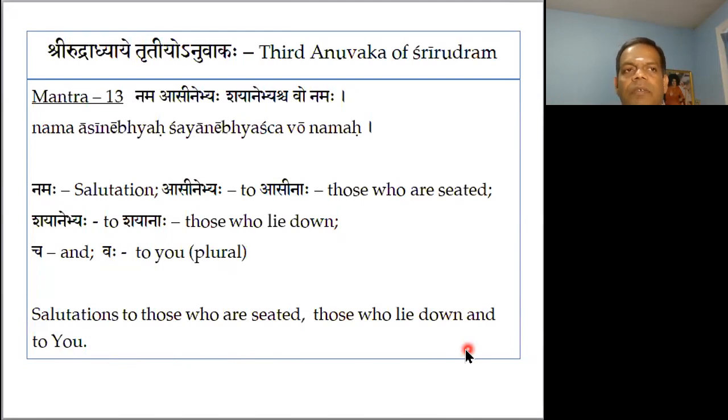So we are bowing down to the people who are seated, the people who are lying down, and we are also reminding ourselves that the Lord is within them. So to that Lord within all of them, we bow down. We will look at a few excerpts from Swami's discourses. Maybe I have excerpted quite a bit, but I thought we should understand a little more of what Swami has said. It's an opportunity for us to learn. So let's read them and take a look at them.